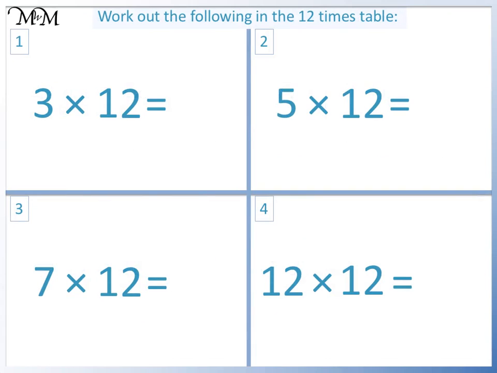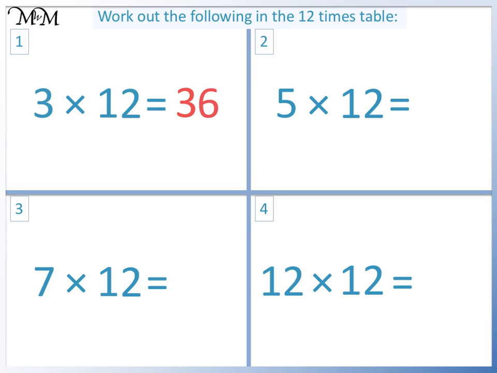Here are some questions for you to try. Pause the video and have a go. Question 1. 3 times 1 equals 3. 3 times 2 equals 6. So 3 times 12 equals 36.